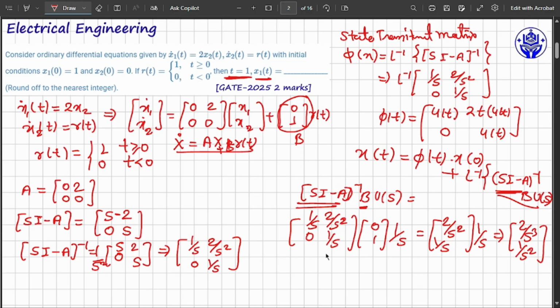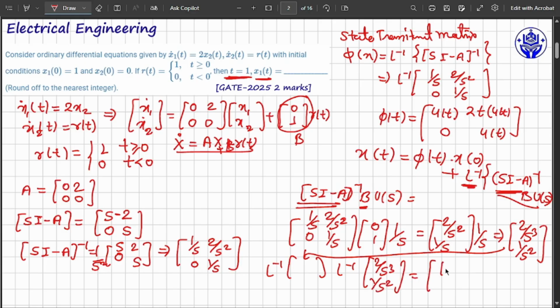So after that, we multiply this matrix with L inverse, then we'll get L inverse of this, 2 upon s cube, 1 upon s square. It will be t square u of t, and t u of t. So it is nothing but t square and t, times u of t.